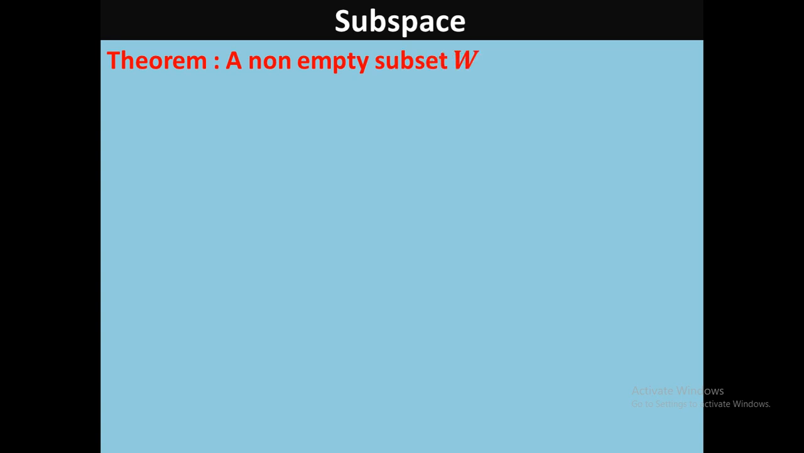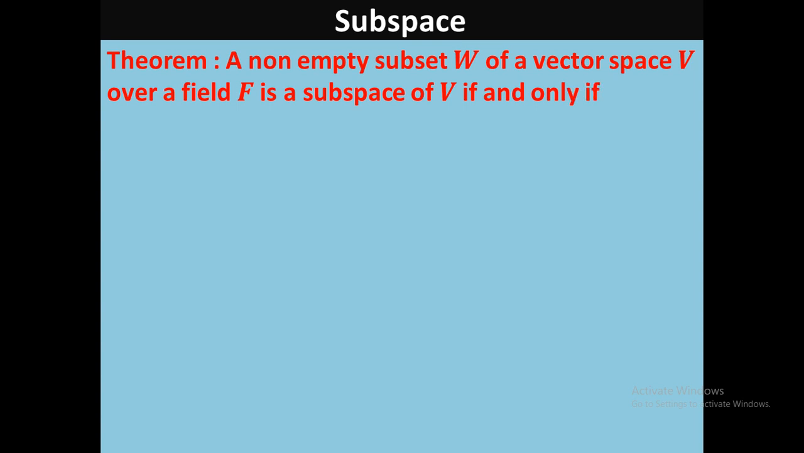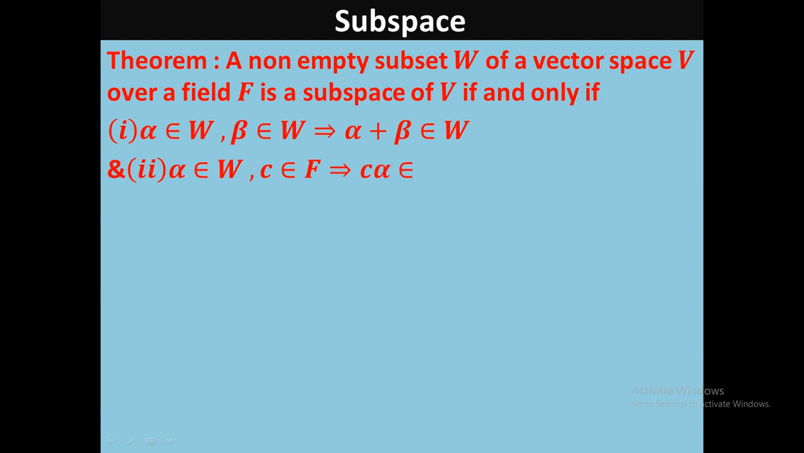But we don't verify all the 10 conditions. There is a theorem. A non-empty subset W of a vector space V over a field F is a subspace of V if and only if number 1, alpha, beta in W implies that alpha plus beta in W, and number 2, alpha in W and c in F implies that c alpha in W. So you have to satisfy 2 conditions instead of 10 conditions, then you can conclude that W is a subspace of V or subvector space of V.